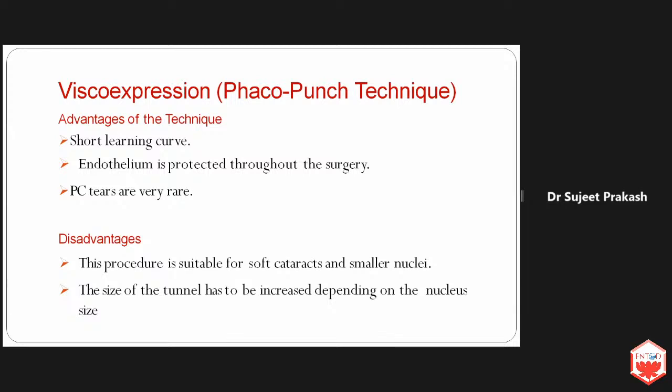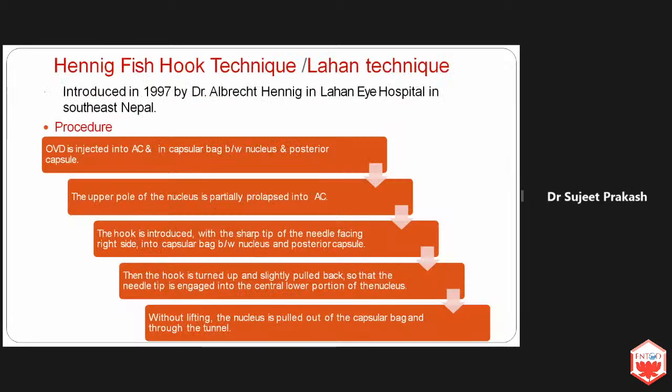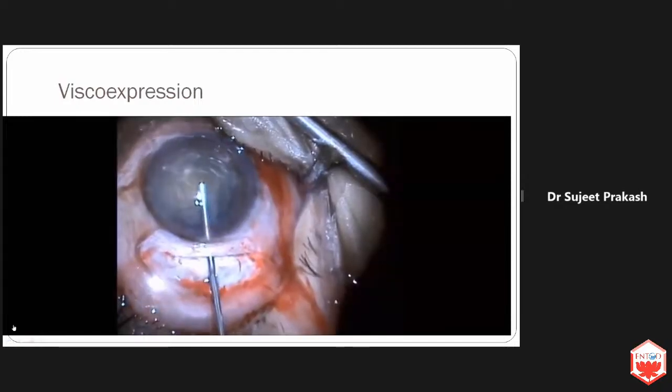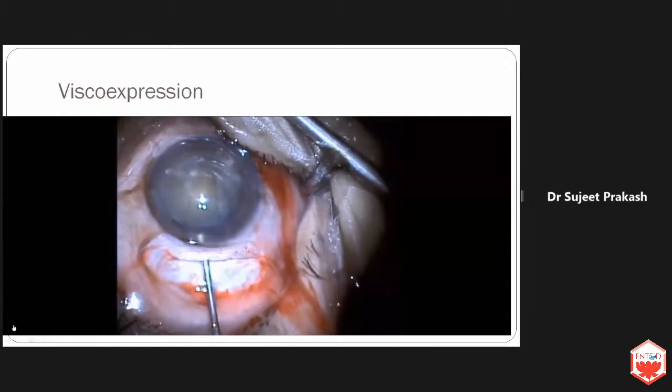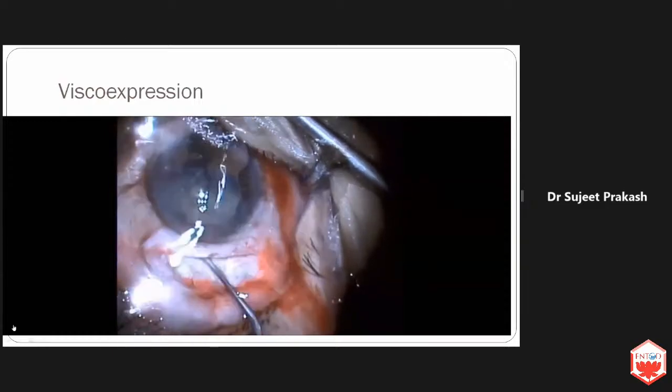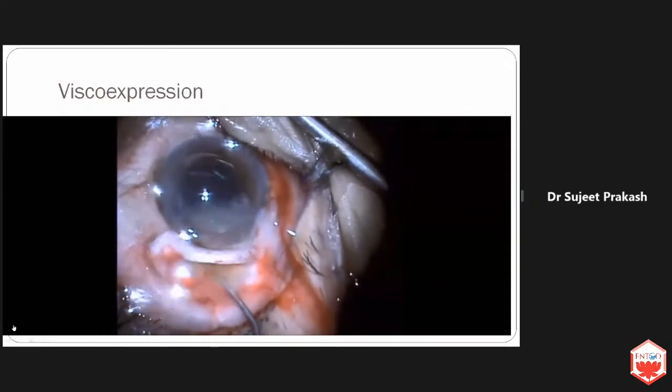The disadvantage is that this procedure is suitable for soft cataracts and smaller nuclei, and for a larger nucleus the size of the tunnel has to be increased. Here is a video of the visco expression. Here we can see visco is put above and below the nucleus, and the posterior lip of the tunnel is being pressed while injecting the OVD, and the nucleus comes out along with the visco substance.